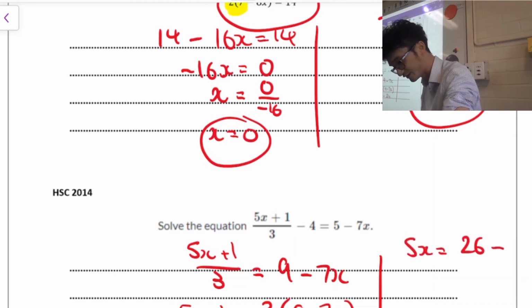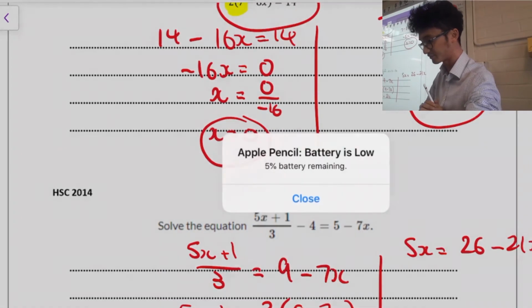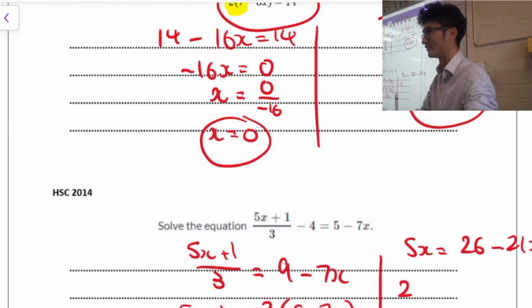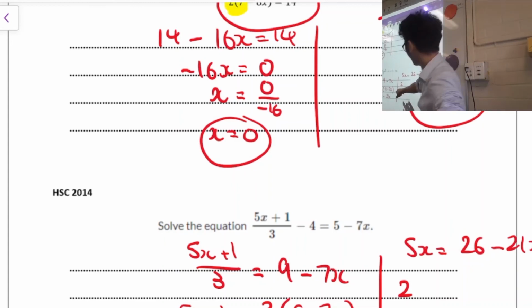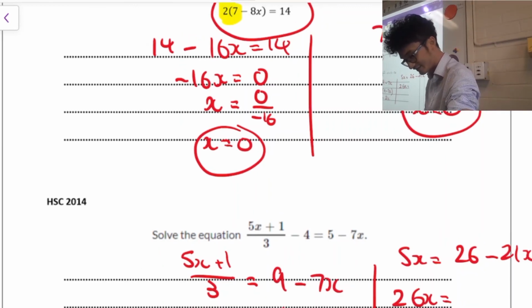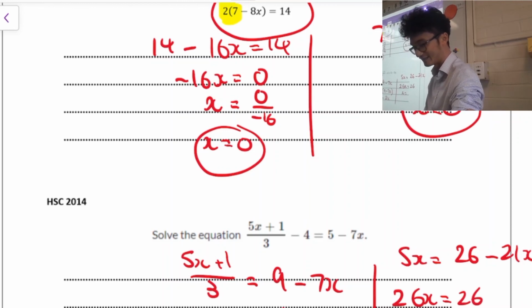Take away 1 from both sides. Yep. Plus 21x. So your battery's low. Yeah, I'm gonna go for a quick recharge in a second. So add 21x to both sides. Yep. Yes. So 26x. And divide it by 26. And look at that. That's a really nice answer at the end. It's just 1, funnily enough, right?